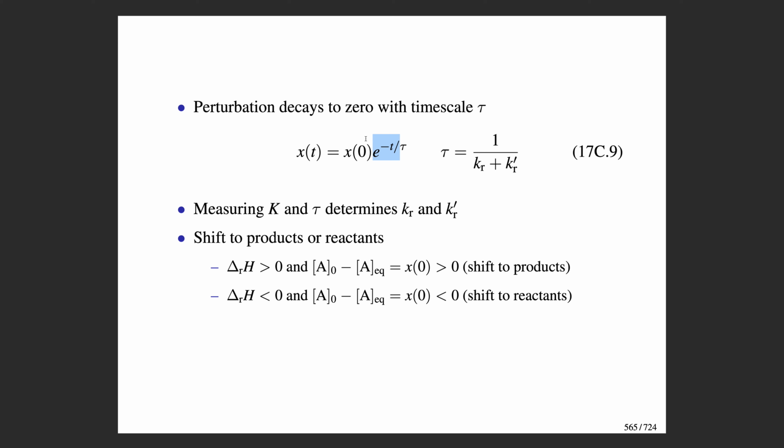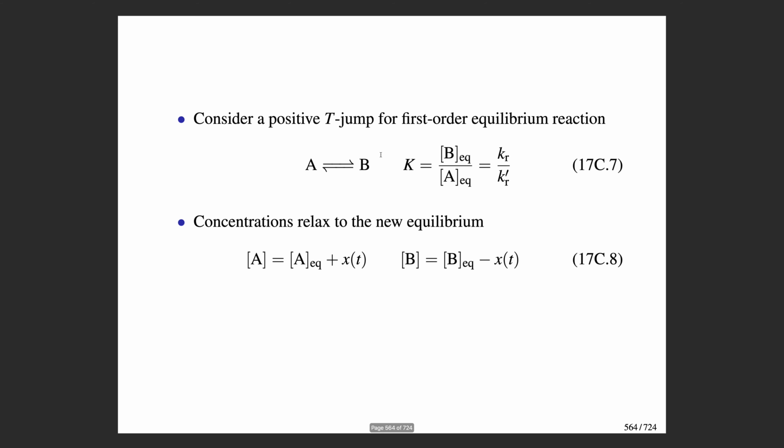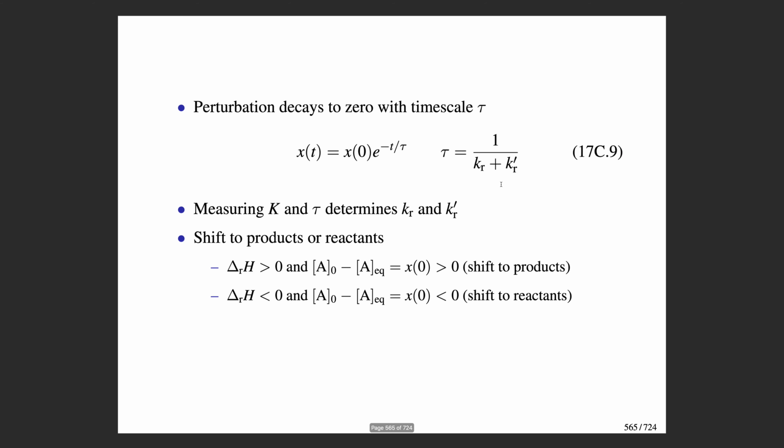By measuring the time scale for this relaxation function and knowledge of the equilibrium constant, you can determine what the forward and reverse rate constants are. So by monitoring the relaxation back to equilibrium and having previously measured the equilibrium constant, you can determine the two rate constants independently. That is, K is equal to kf divided by kr. So you have one equation and two unknowns. And then when you determine tau, that gives you a second equation for determining the two rate constants.